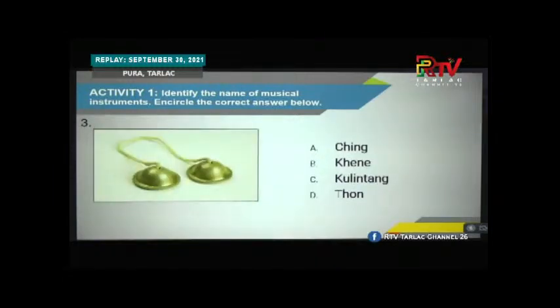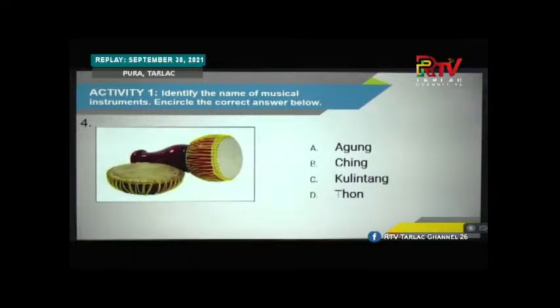Number 3. What is the name of this instrument? A. Cheng, B. Kin, C. Kulintang, or D. Ton? If you chose A. Cheng, you are correct. Number 4. What is the name of this instrument? A. Agung, B. Cheng, C. Kulintang, or D. Ton? If you chose D. Ton, you are correct.